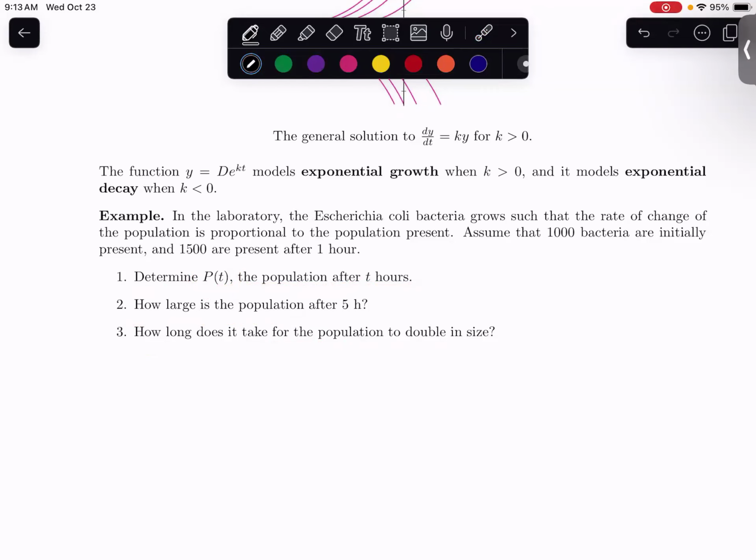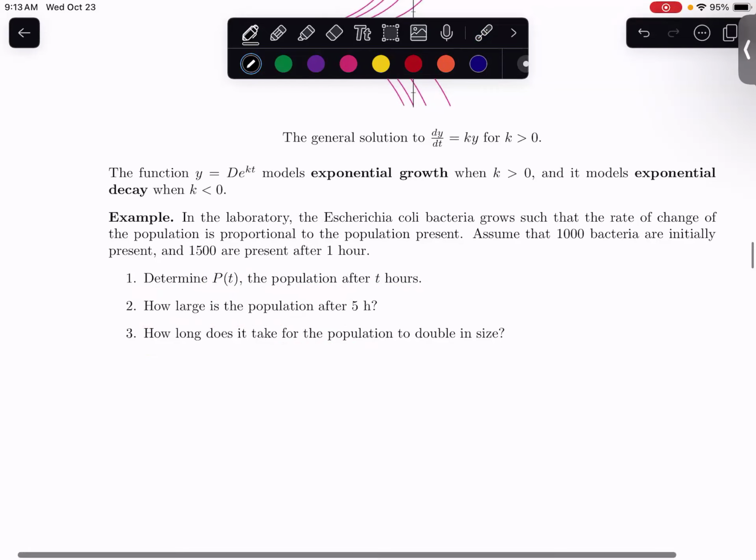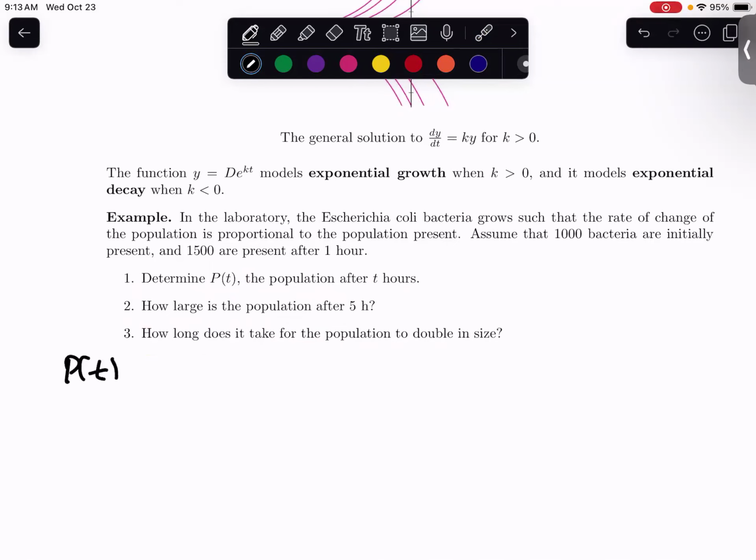Okay, and so we're given the following function in the beginning. So we have p of t. This is equal to the population after t hours.